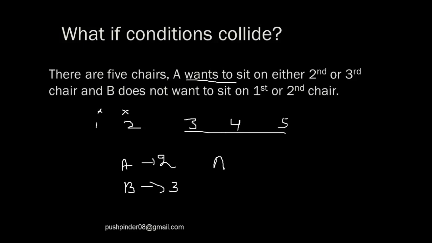Now what if A sits on the third chair? She wants to sit on either second or third. Once we make her sit on the second chair, now we make her sit on the third chair. Now if she sits on the third chair, B can't sit on 1, can't sit on 2, and 3 has already been taken by A. That means there are only 2 choices left for B. Now you see the conditions are colliding. The choice of A is changing the choice for B. So in this kind of questions we will make cases.